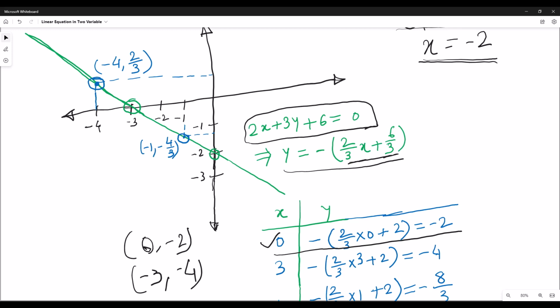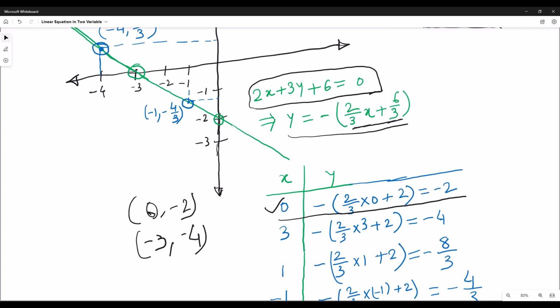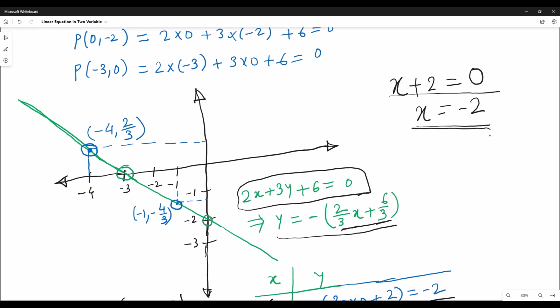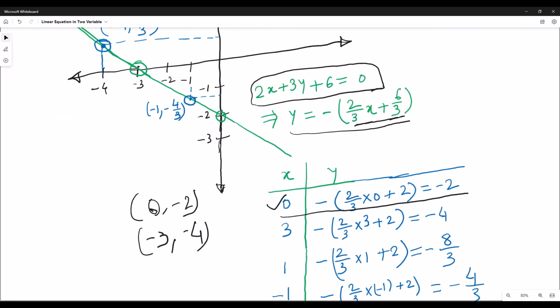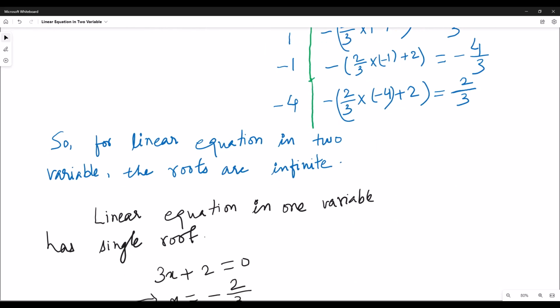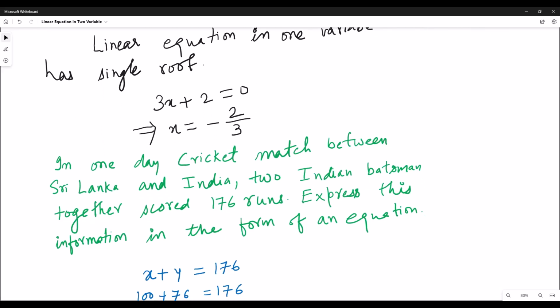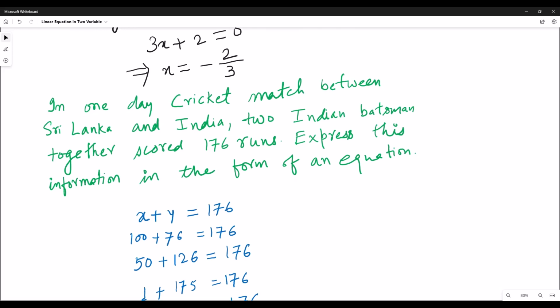So how many roots of this equation are there? If you are asked how many roots of these equations are possible, infinite numbers of roots are possible, and all those roots will be lying on a straight line. So for a linear equation in one variable, the root is unique. For a linear equation in two variables, roots are infinite. A linear equation in one variable has a single root. Okay, so let us have another example.